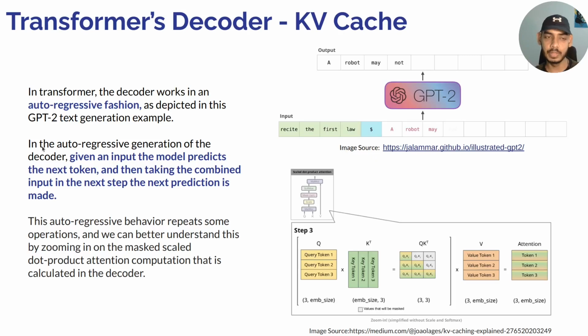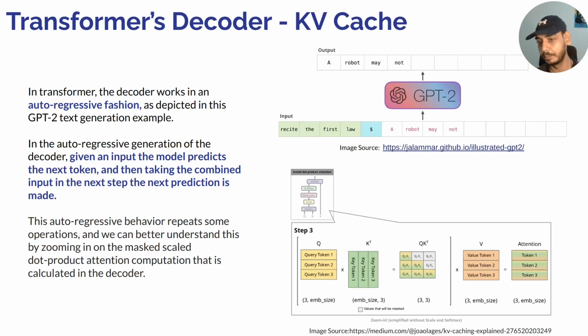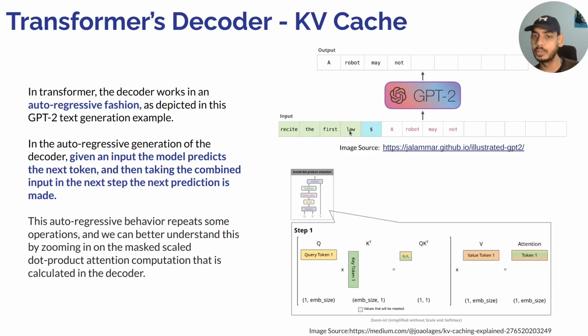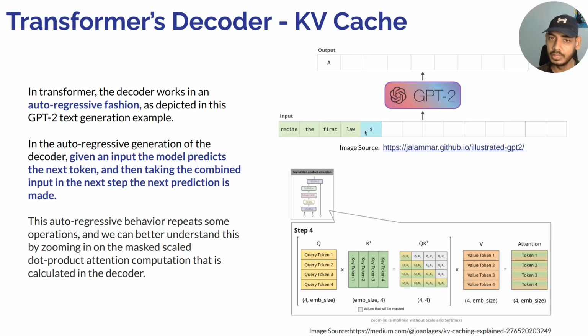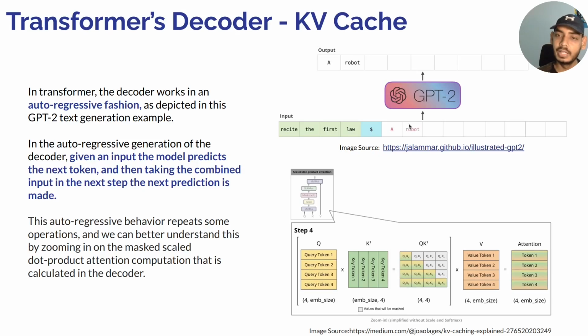In the definition of auto-regressive generation in the decoder, given an input, the model predicts the next token, and that token is combined with the rest of the input to generate the next token again. So there is certain repeated calculation happening. First, let's understand this part. "Recite the first law" is the first 5 tokens. Then you generate "A", the new token. Now why use the calculation done for this specific input again? Why calculate the matrices again? You can directly use the previously generated values for these inputs, store them somewhere, and just use the new tokens that got generated, "A" and "robot", to generate the new query, key and value for those.